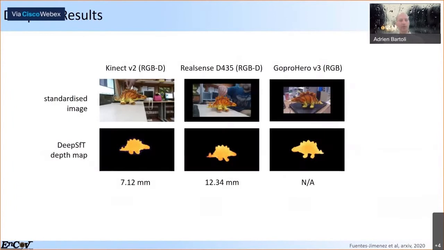More results on this deep SFT work. Here you can see that even though we have trained our network with images from Kinect, we could apply the network with very good results to data from other cameras. In the middle column, you can see a comparison to ground truth for another RGBD sensor, which has completely different intrinsic parameters compared to Kinect. And even worse on the right, for the GoPro camera.